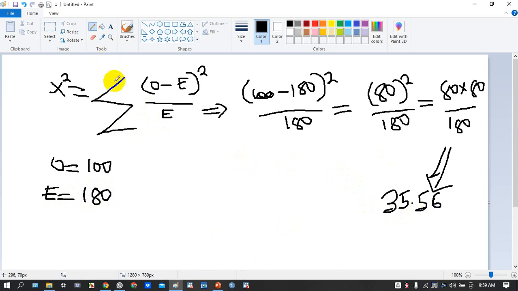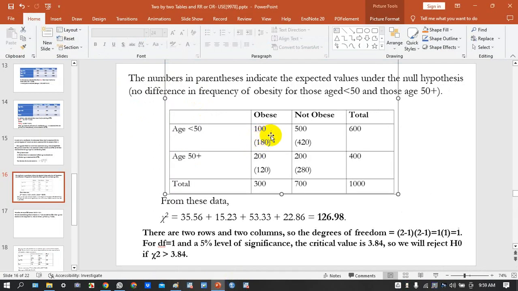But the formula is for summation, so sum of all this. We have done this for only the first box. So when we continue the same for the second box, when we did it for this first box, we had this. When we do the same for the second box, we will get this. Third box, we will get this. Fourth box, we will get this. So when we get this, we add everything to give us 126.98. So let's go and do the calculation for the second box.